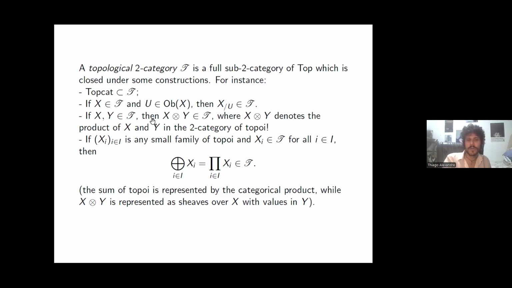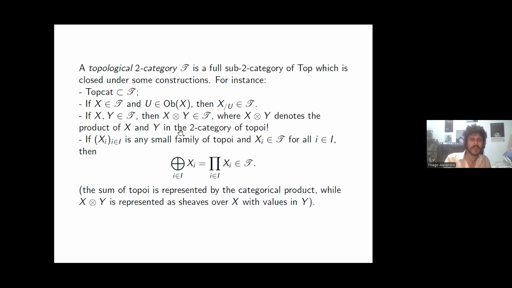T is closed under products, so the product of two toposes is also a T topos. Here, this symbol denotes the product of the toposes X and Y in the true category of topoi, and it is not the categorical topos product. It's not X Cartesian Y. It is the category of sheaves over X with values in Y, or vice versa.